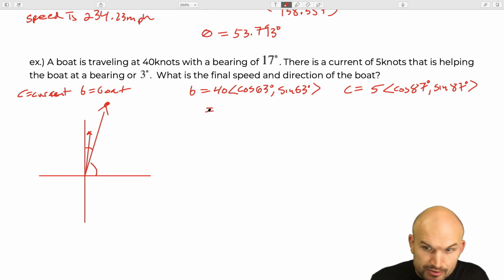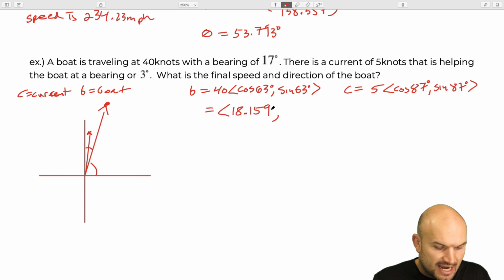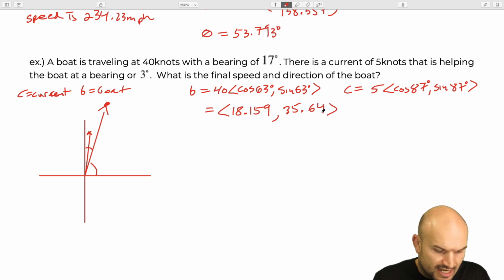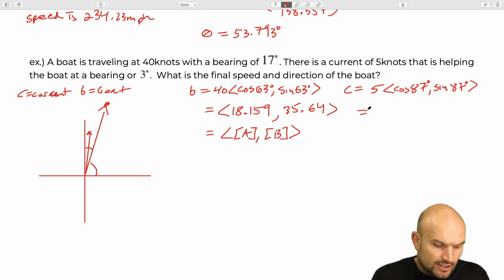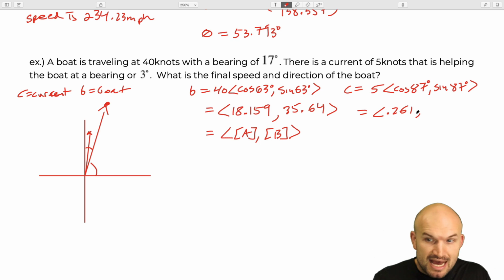So what I'm going to do is type it into my calculator. 40 times the cosine of 63 gives me 18.159. I'm just going to store this as alpha A. And then 40 times the sine of 63 degrees is 35.64, and I'm going to store this as alpha B. It just makes my life a little bit easier to store these. Then for C, I'm going to do 5 times the cosine of 87, which is 0.26. And then 5 times the sine of 87, and that's going to be 4.99. Let's store this as D.